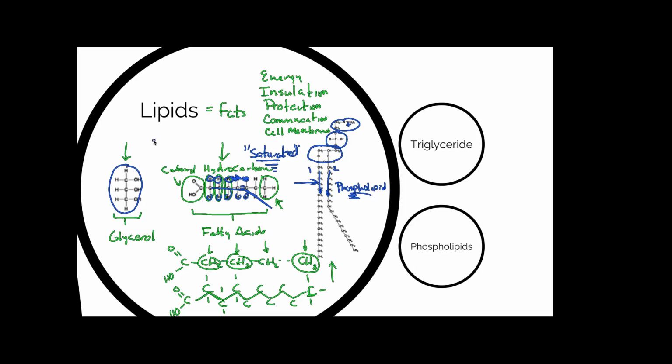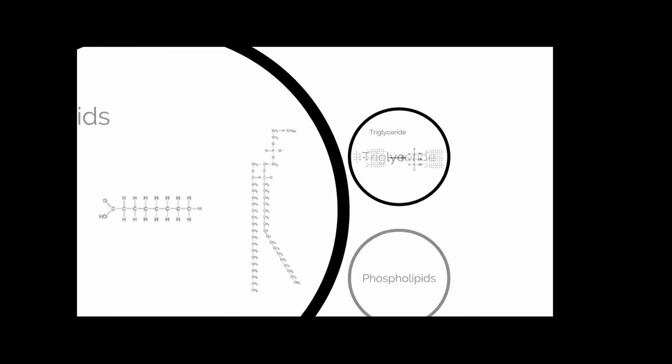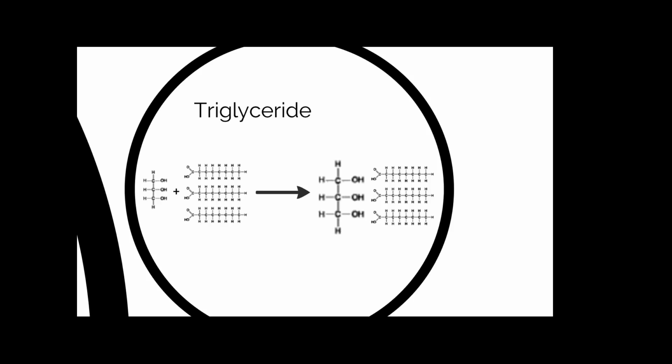Okay, and we're going to talk about phospholipids, and then when we add glycerol with 3 fatty acids, we're going to construct what are called triglycerides. So let's take a look at triglycerides. A triglyceride is just telling us that the molecule consists of 3 fatty acids linked to a glycerol molecule.